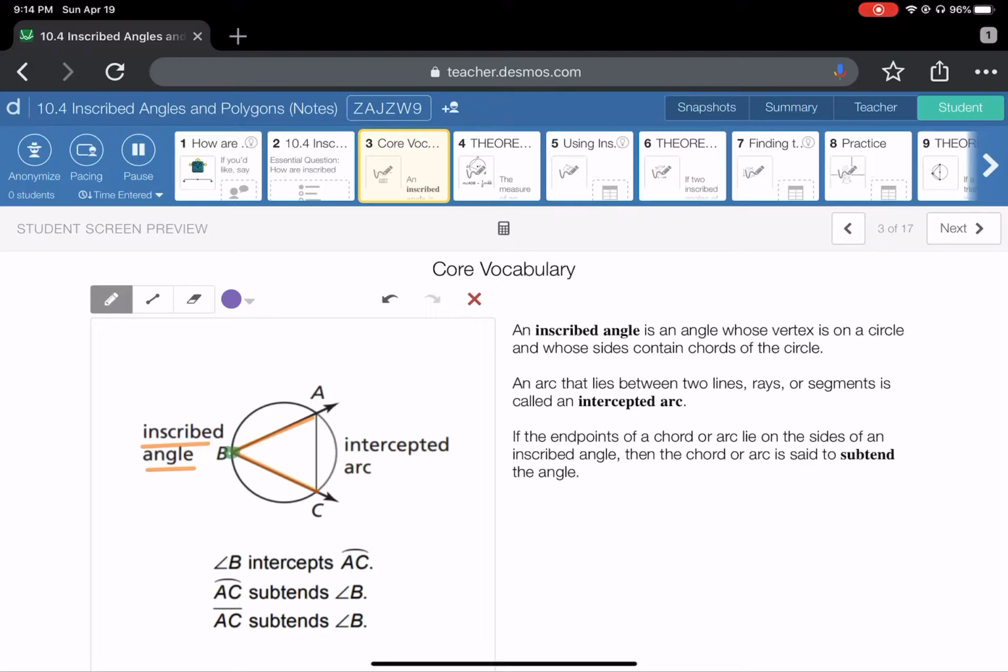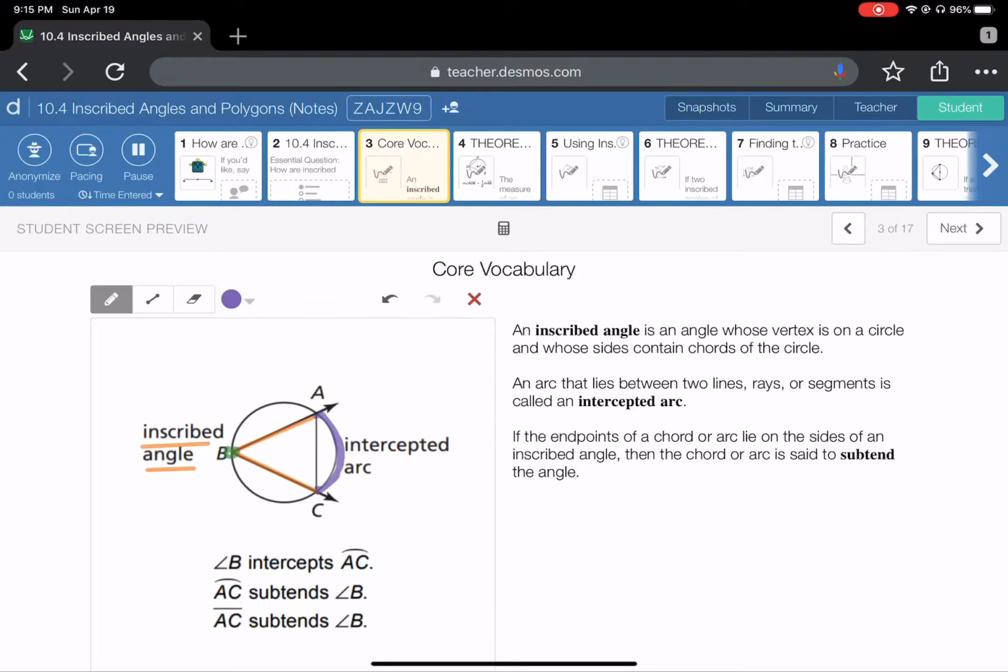So then we have an arc that lies between two lines, rays or segments, which is called an intercepted arc. So this inscribed angle is creating an intercepted arc. Okay, so this is an intercepted arc, and these are going to be very related. We're going to see in the next screen how they are related. But first, we're going to talk about something called the subtend.